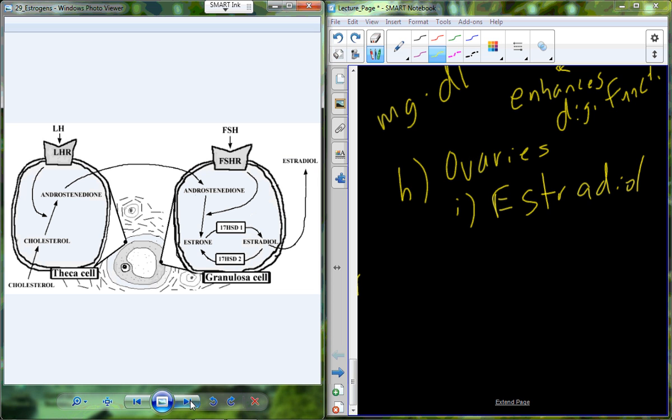Where is that being released from? Anterior pituitary, our other gonadotropin. Then we have a couple enzymatic conversions that occur where estrone can be converted into estradiol. Estradiol is then going to be released into the bloodstream and will have a variety of different effects.